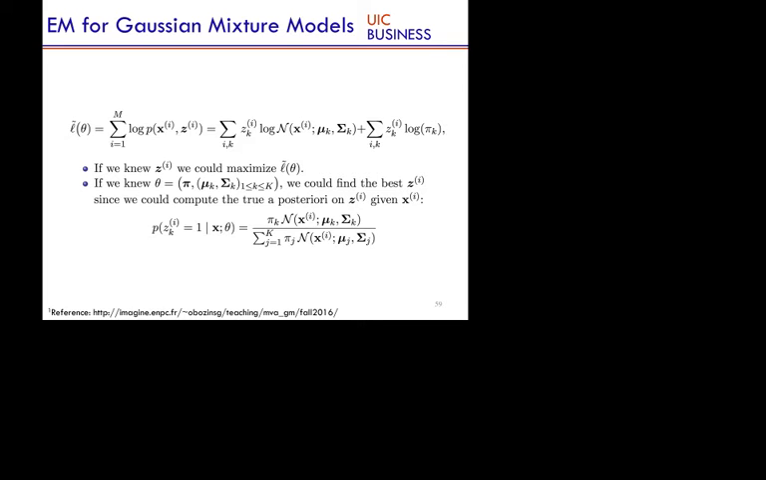Second point is if we knew theta, then we can find the best zi, since we can compute the posterior of zi given data. So it's very similar to the previous example, where if we have all these parameters, then given x, I can tell you what is the most likely component it came from. It's just the posterior probability, right? If I know the full parameterization of the joint, I can find the conditional distribution of z equal to the first component, second component, and so on, given x.